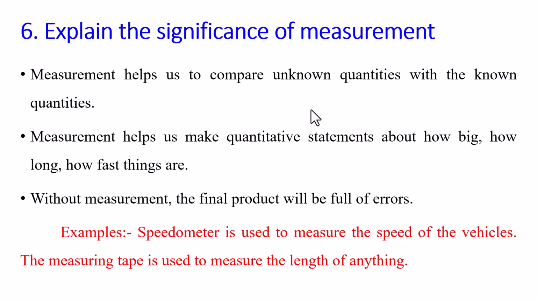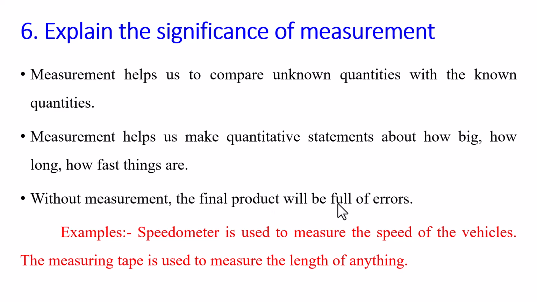Sixth question, explain the significance of measurement. We already know what measurement is. Measurement helps us compare unknown quantities with known quantities. Measurement helps us make a quantitative statement about how big, how long, how fast things are. That means we are measuring the size, the length, the speed, etc.